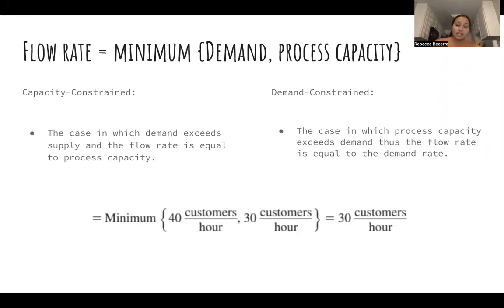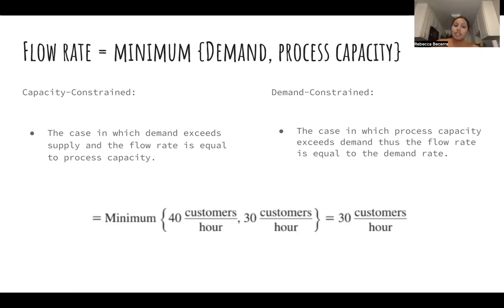As you can see in the example below, we are attempting to find the flow rate, right? The given information is that the demand is 40 customers per hour, while the process capacity is 30 customers per hour. So in this case, our flow rate would be 30 customers per hour, since the demand exceeds supply, so the flow rate is equal to process capacity. Pretty simple, right? We're just taking the minimum of both numbers. So that is how you find the flow rate.